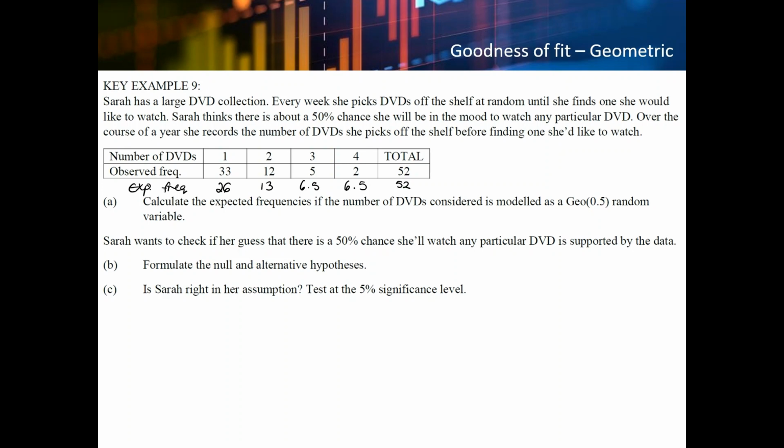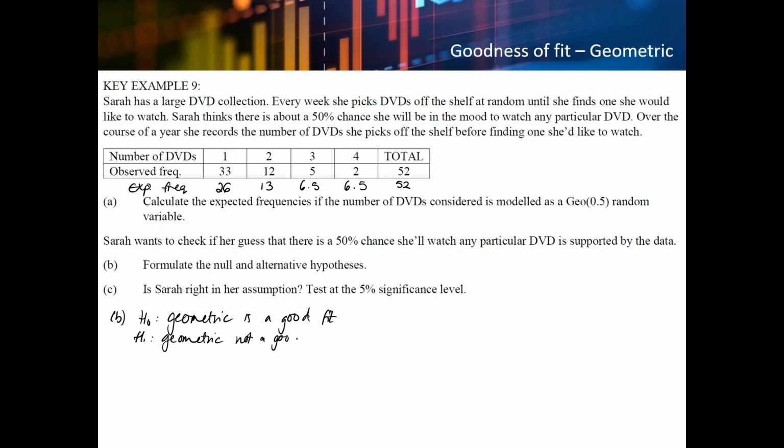So she wants to decide if her guess is a good one, her 50% chance, and we're doing that by comparing the observed frequencies to the expected frequencies. So in B, H0, well, the geometric is a good fit. And H1, the geometric is not a good fit.